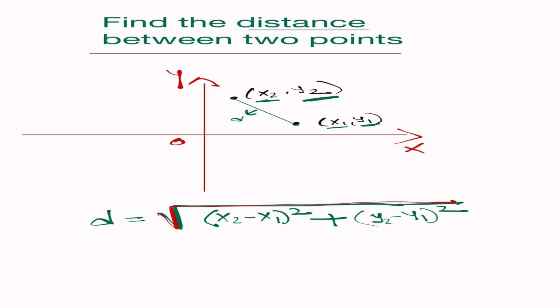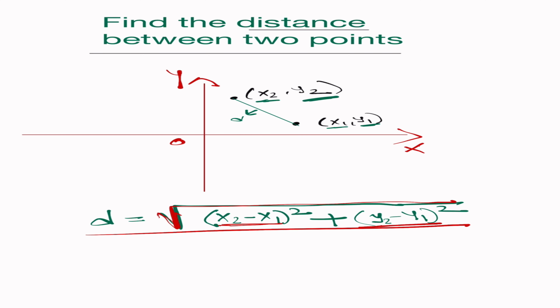So this is the distance formula. All we have to do is find the difference between the x coordinates and square them, plus find the difference between the y coordinates and square them. And at the end, we take the square root of them. That will give us the distance.